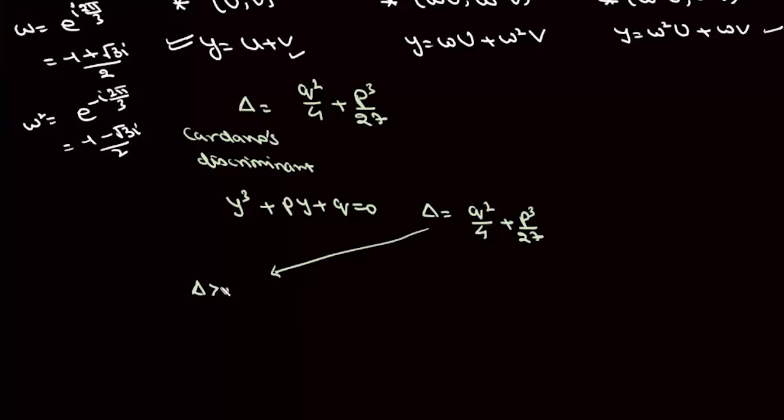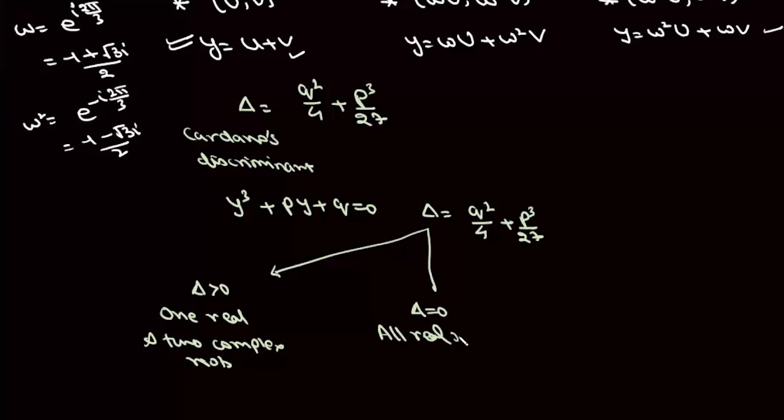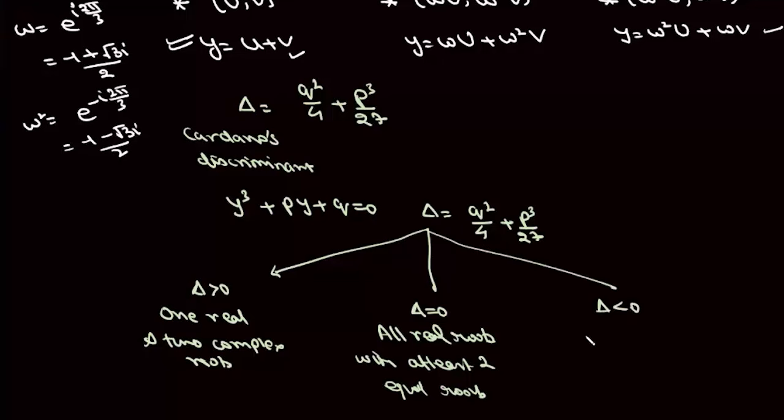If delta is greater than 0, then this equation will have one real and two complex roots. If delta is equal to 0, then it'll have all real roots with at least 2 equal roots. And this third case, when delta is less than 0, it'll have 3 real roots.